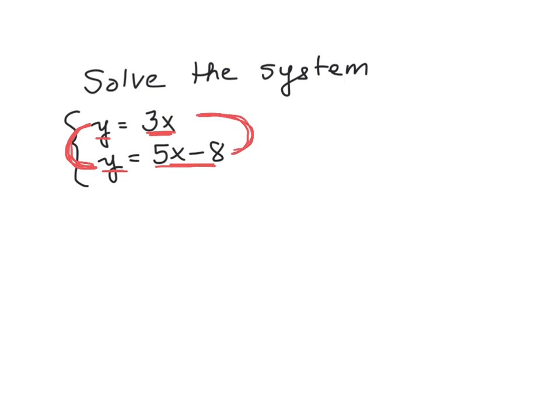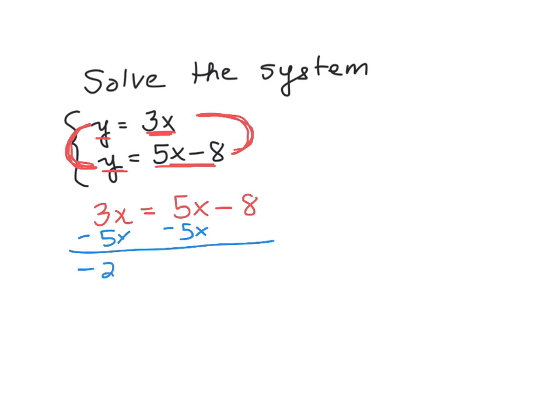What that means is we can set up a really easy equation here. 3x must be equal to 5x minus 8. At the point where they intersect, those two things will be equal to each other. Well, now we just have a simple equation to solve, and we can subtract 5x. We get minus 2x equals minus 8. Divide by negative 2, and I get x equals 4.